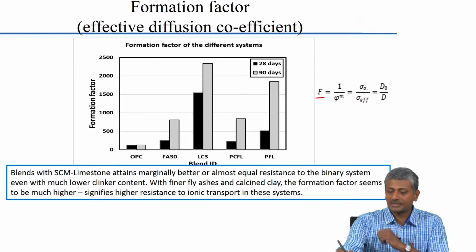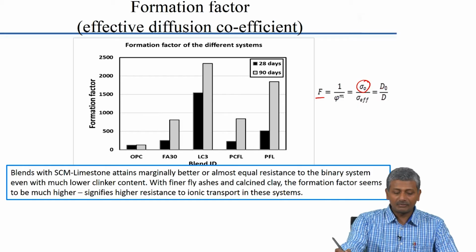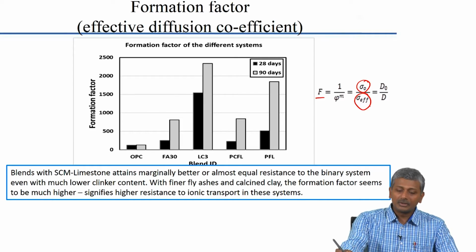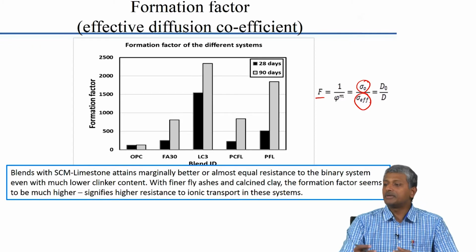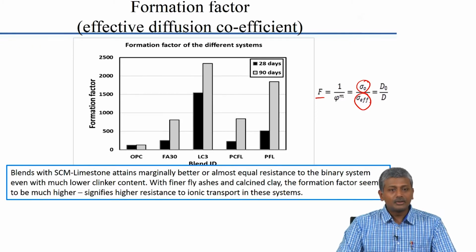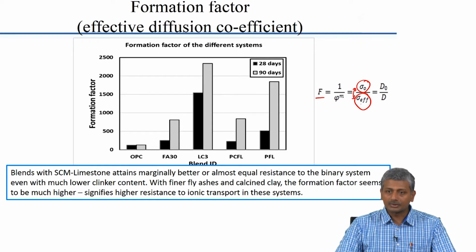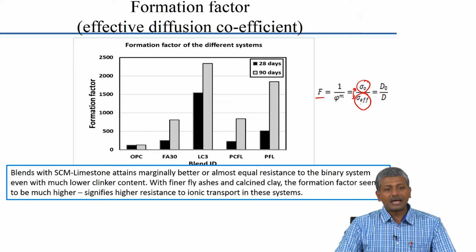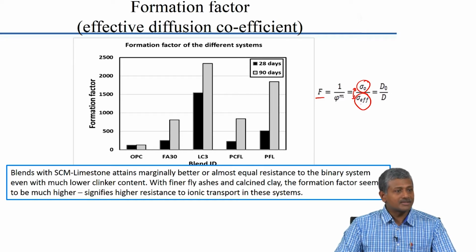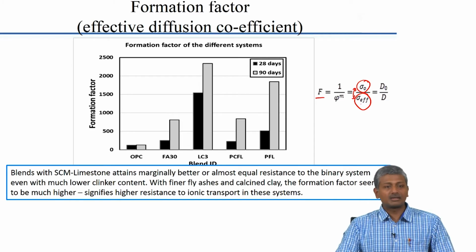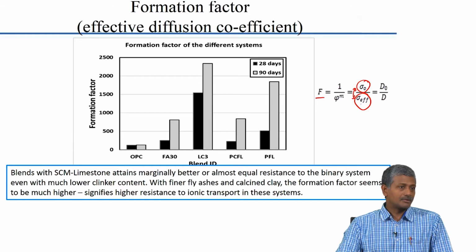So, formation factor is nothing but the conductivity of the pore solution divided by the effective conductivity of the system. Okay. So, the formation factor being low implies that the conductivity of the system is influenced mainly by the conductivity of the pore solution, right. If you are having a very high formation factor, it implies that the conductivity of the system is extremely low irrespective of the conductivity of the pore solution, right. Did you get my reasoning there?